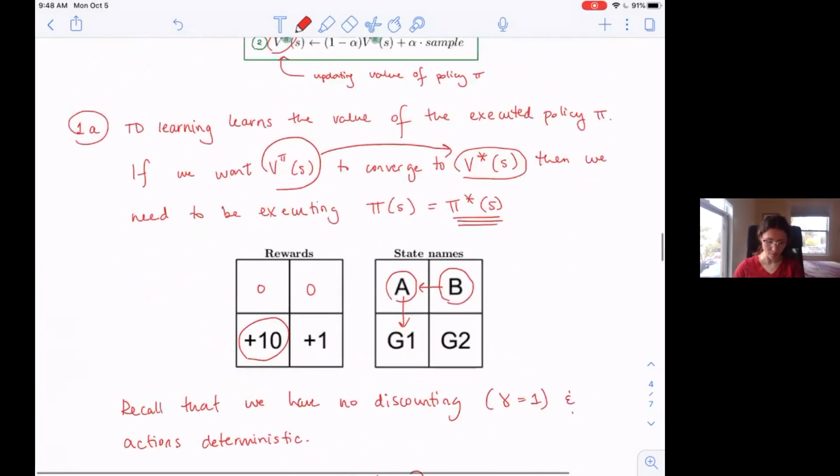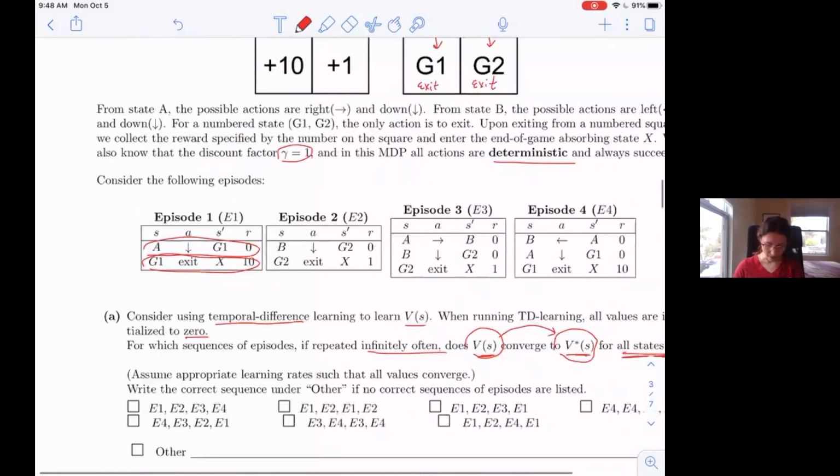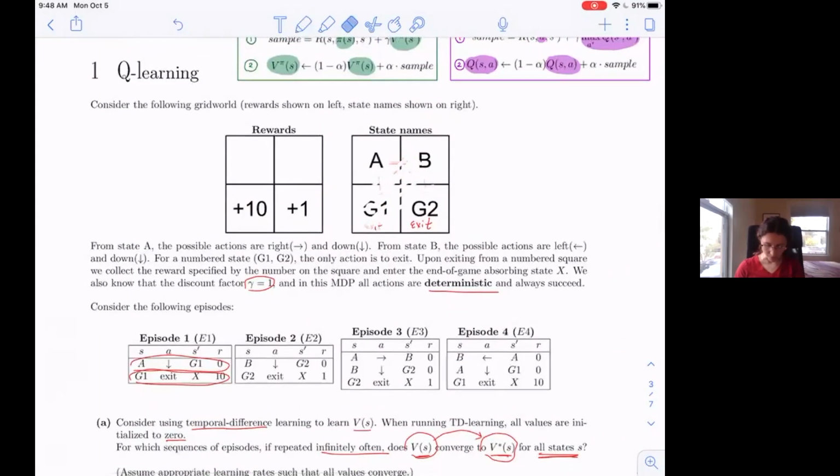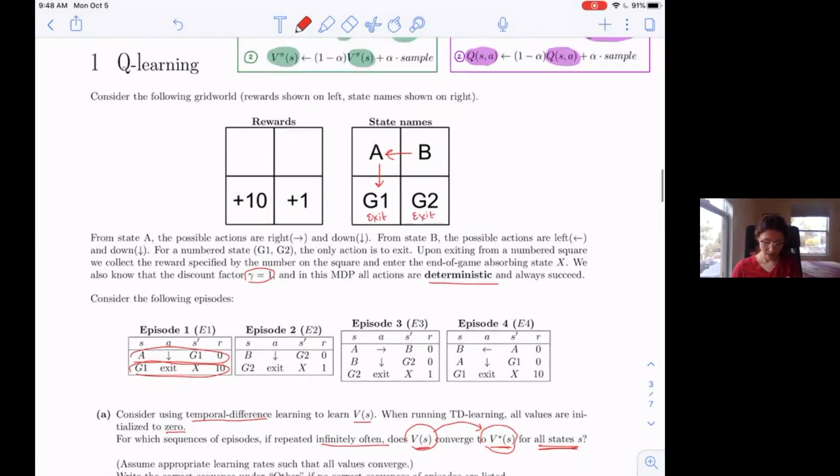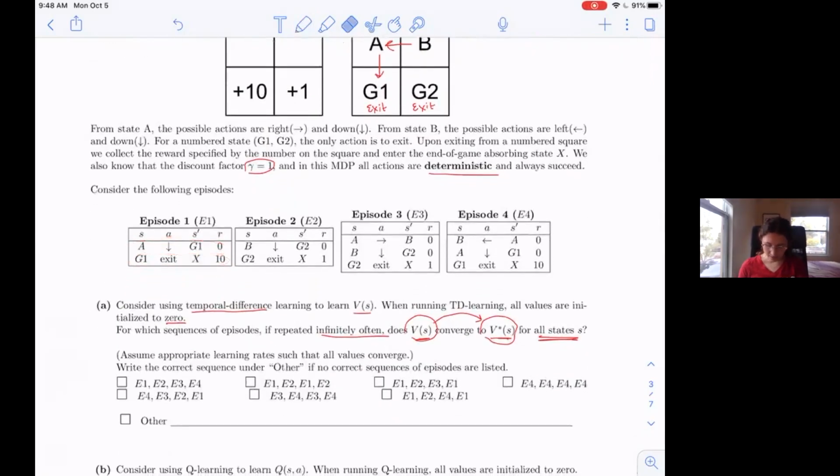Okay, so let's go back up to our problem here. What I'm going to do really quickly is write out here what the optimal policy says. So it says left here, down here, and then exit and exit. And now we're trying to figure out which of the sequence of episodes will help us converge to the true V star. Okay, well, let's see.